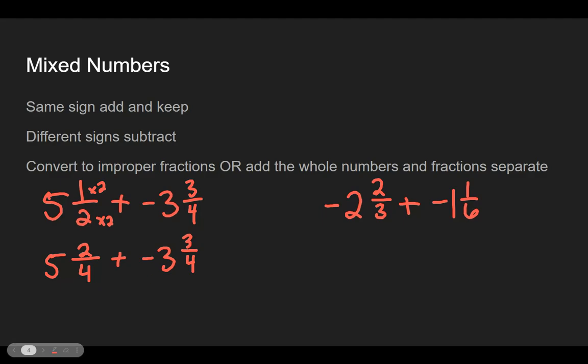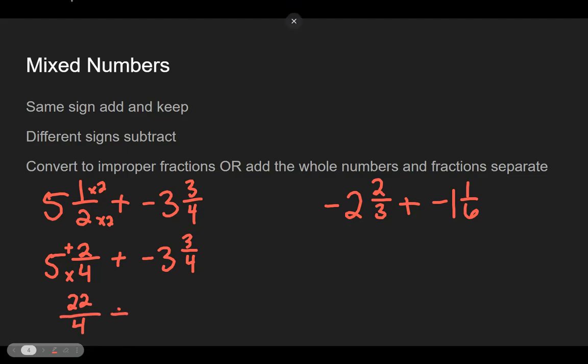From here, we are going to turn these into improper fractions. If you don't remember what an improper fraction is, it's a fraction that has a larger numerator than the denominator. So a larger top number than the bottom number. The way we do that is we take our denominator, multiply it by the whole number, so 4 times 5, and then add the numerator. So 4 times 5 is 20, plus 2 is 22. And we're going to put that over our denominator.